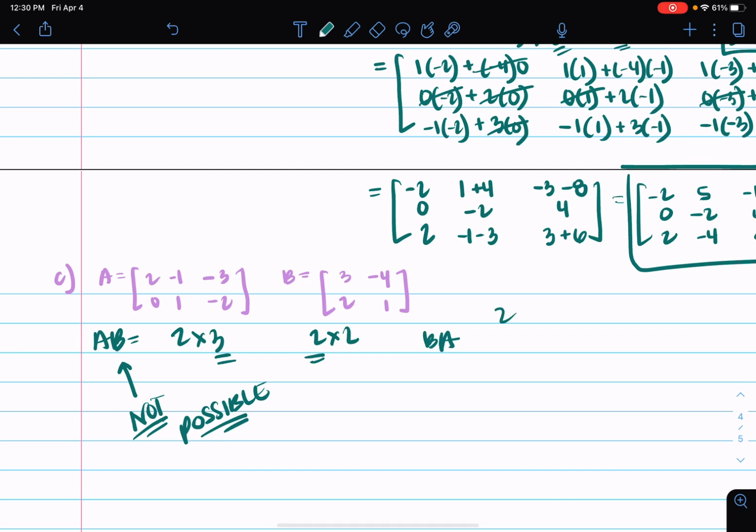So B is 2 by 2. And then A is a 2 by 3. Okay, so the 2's match. So that one would work. And your output would be a 2 by 3. Okay, I'm not going to do that because I'm getting kind of tired.